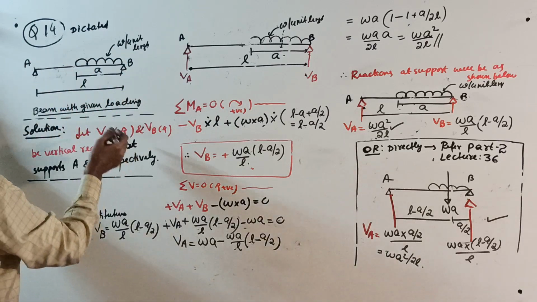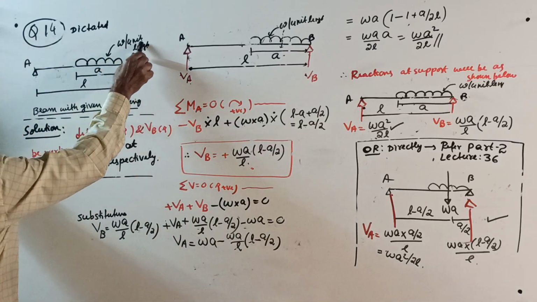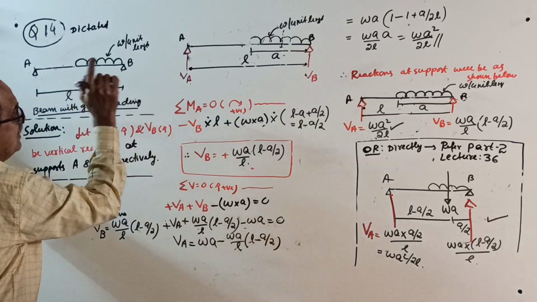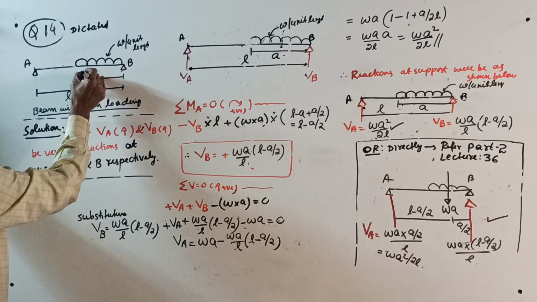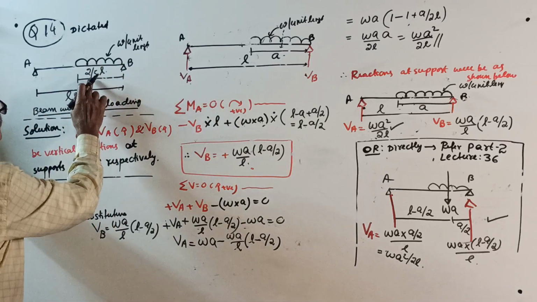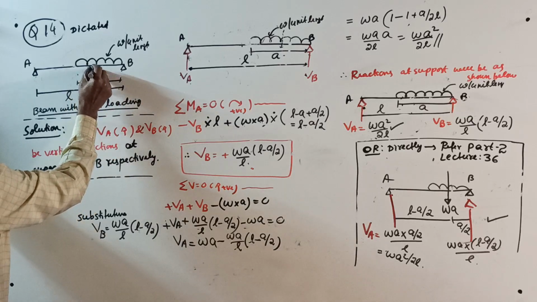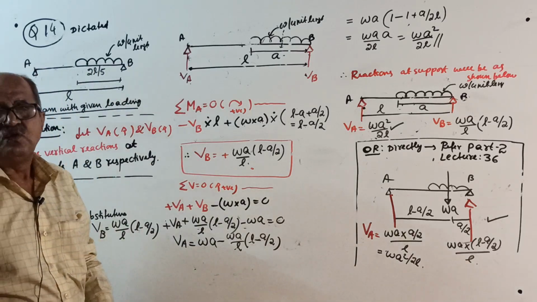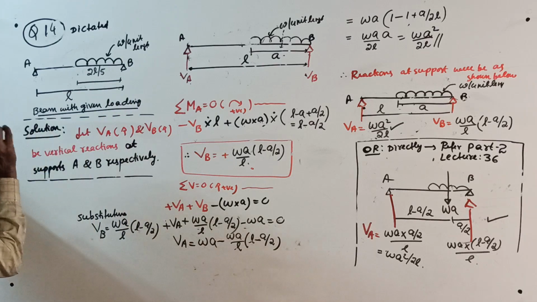A simply supported beam of span L is loaded by a UDL of intensity W per unit length for some length they will give. Any length. Okay, 2 by 5 L from right end B, or 2L by 5. It is not 2 by 5 L, that much you know. This distance is 2L by 5, that is 40% of the length. Find reaction.